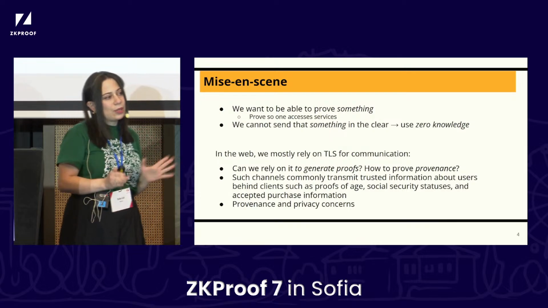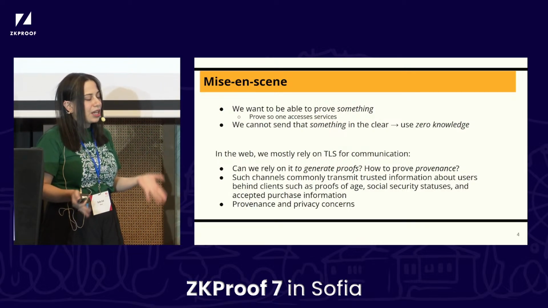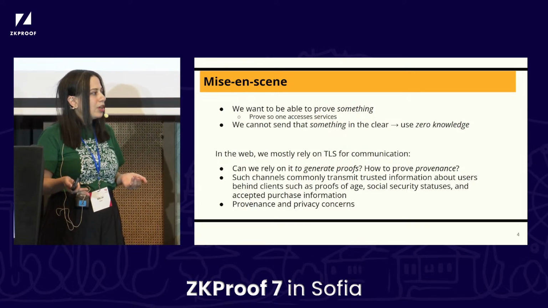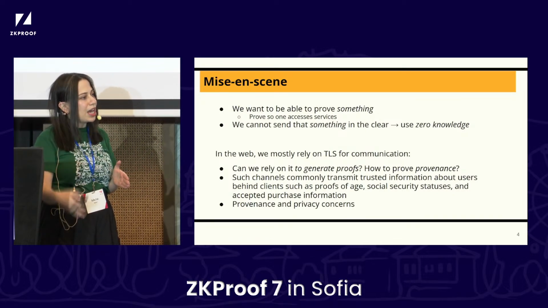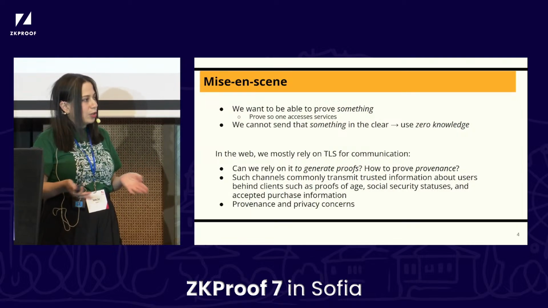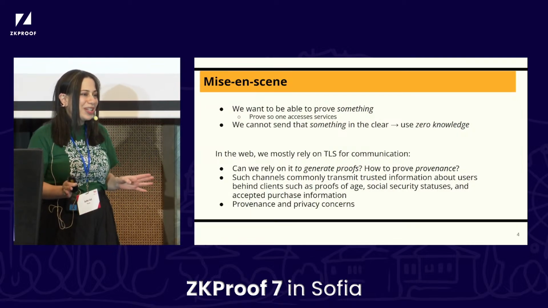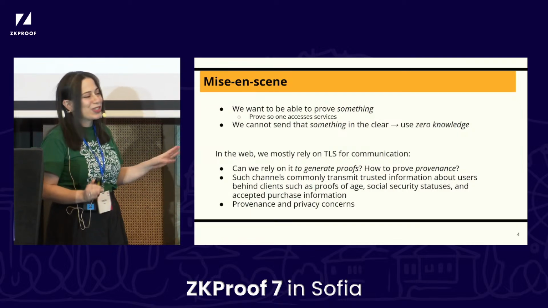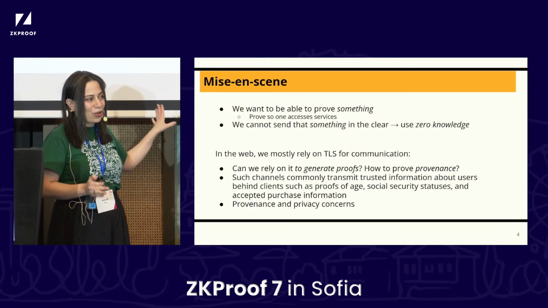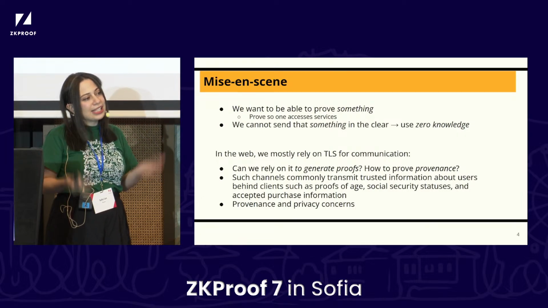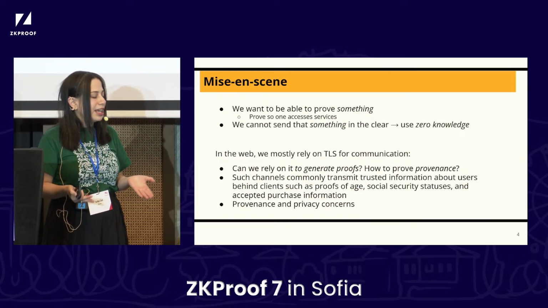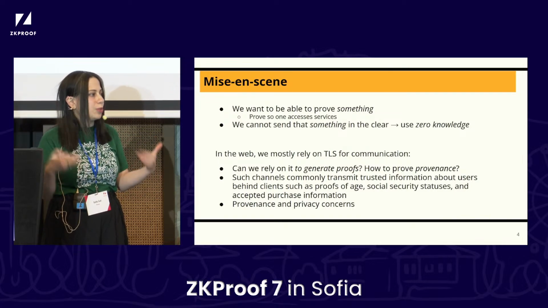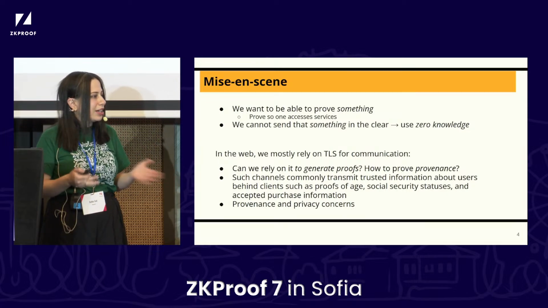Okay, so let's set the scene. Essentially what we want is to have the ability to prove something. So why we want to do this is, for example, at the browser level, we want to attest whether a specific user behind a client is a real human or a bot. This is a really complicated problem that I don't think is going to be completely solved with the introduction of this specific system, but at least it's going to give us the ability to generate certain signals that can tell us that indeed this specific user behind a client is a real human and is not a bot.